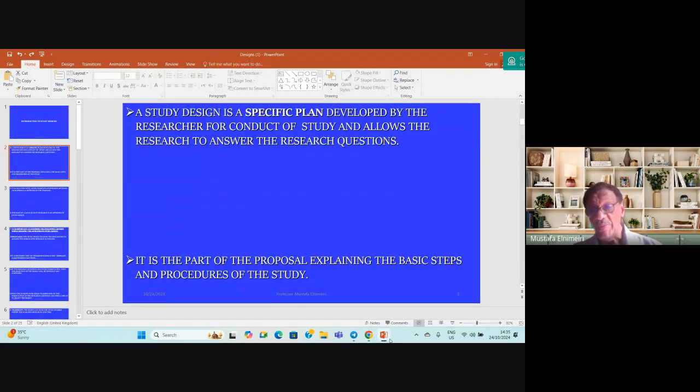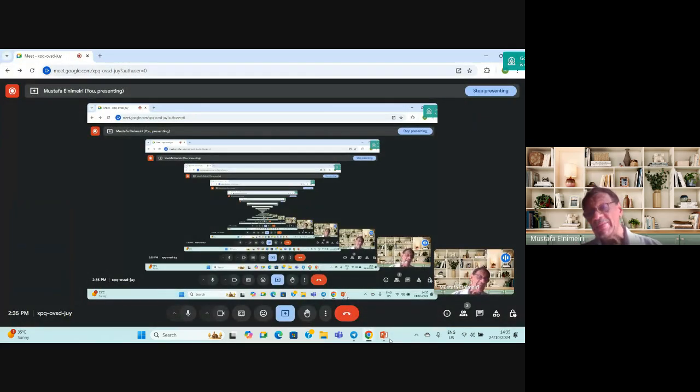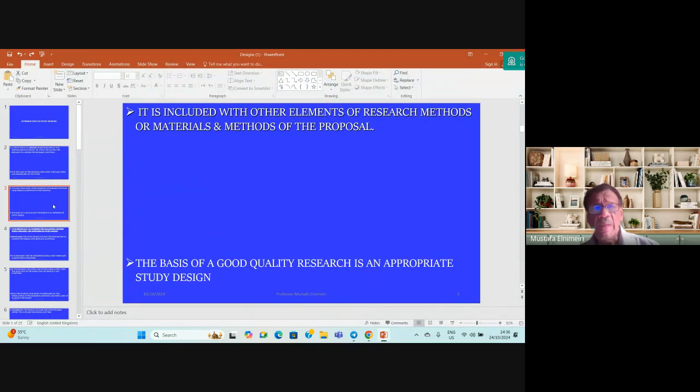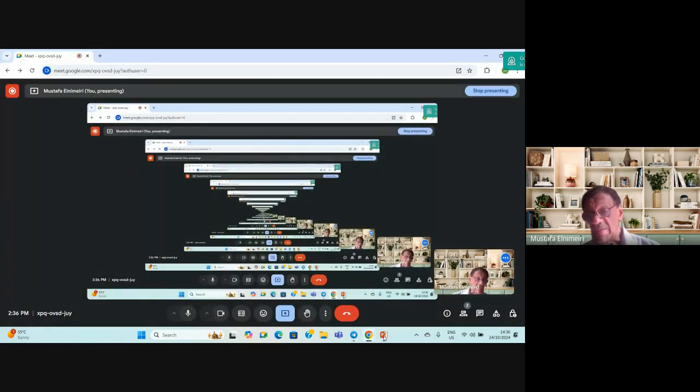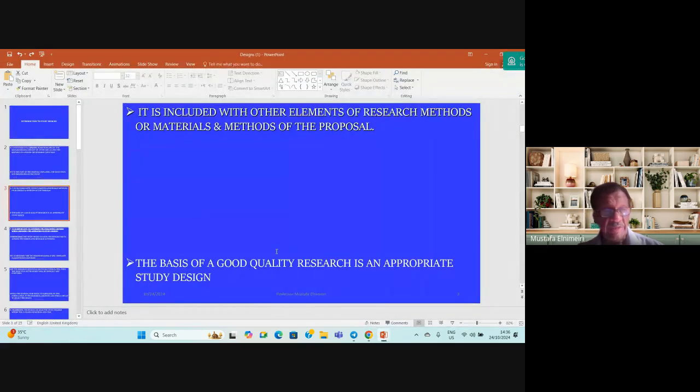So it is a part of the proposal explaining the basic steps and the procedures that will be implemented by the investigator to find answers for the research question. It is included with other elements of the research methods or materials and methods of the proposal. For example, the sample size, the sampling technique, the method of data collection, and the plan of data analysis. And the basis of a good quality research is an appropriate study design that will enable the researcher to answer the research questions through obtaining the results and the outcomes of the conducted research.